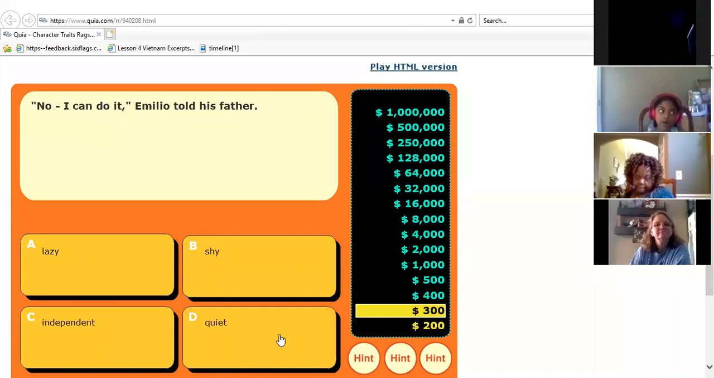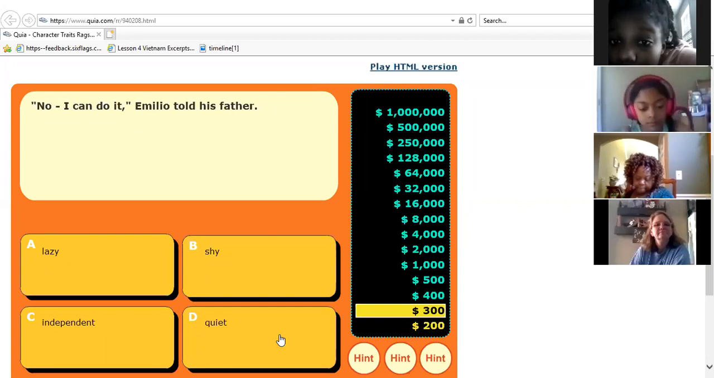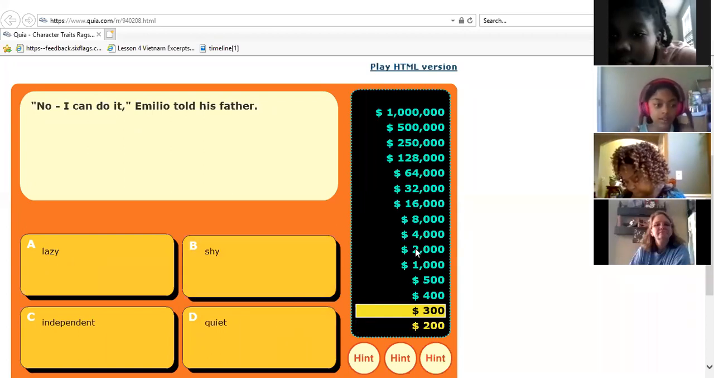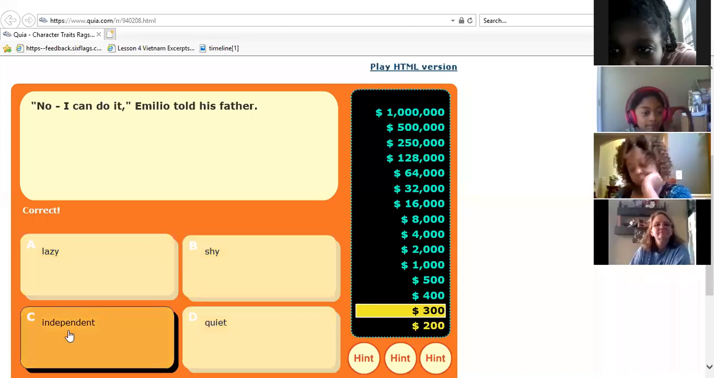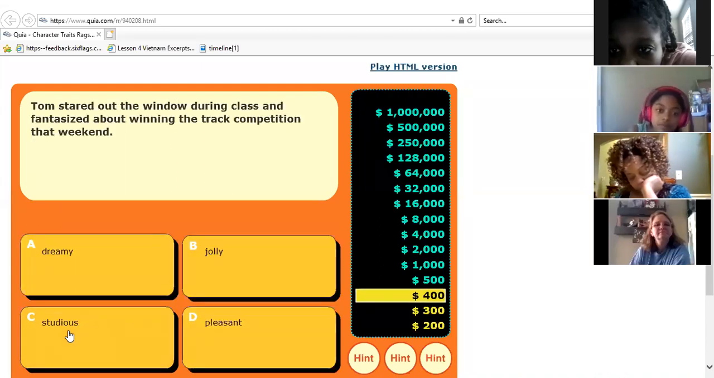No, I can do it, Emilio told his father. Is he A, lazy, B, shy, C, independent, or D, quiet? What do you think, Michaela? Michaela, what do you think? I think it's... He said, I can do it. So you think it's what? C. Very good. Independent. Why? Because what did he say, Michaela? I can do it. Good job, KK. All right, let's look at the next one.